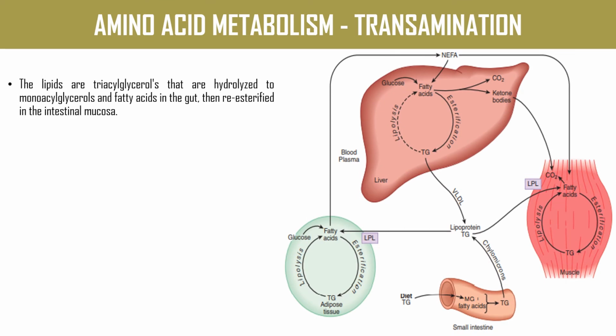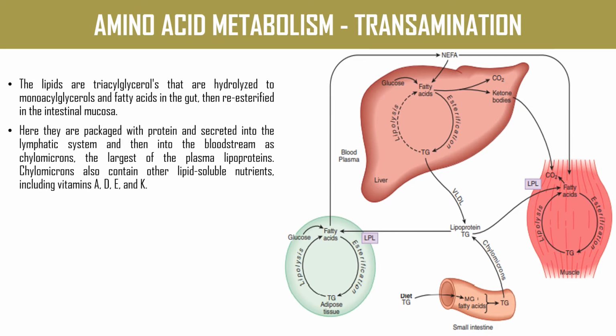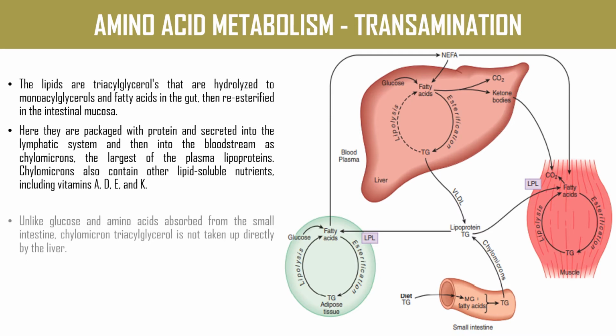Lipids are triacylglycerols that are hydrolyzed to monoacylglycerols and fatty acid in the gut, then re-esterified in the intestinal mucosa. Here they are packaged with protein and secreted into the lymphatic system and then into the bloodstream as chylomicrons. The largest of the plasma lipoproteins, chylomicrons also contain other lipid-soluble nutrients including vitamin A, D, E, and K.